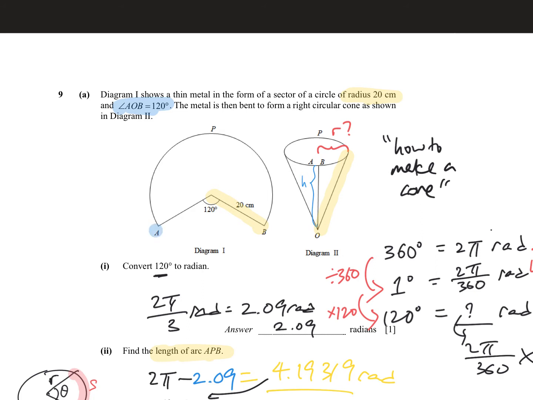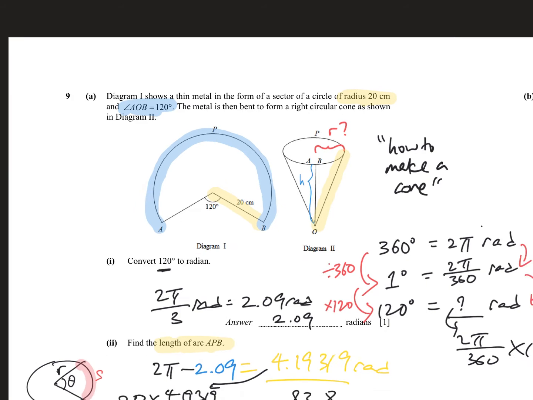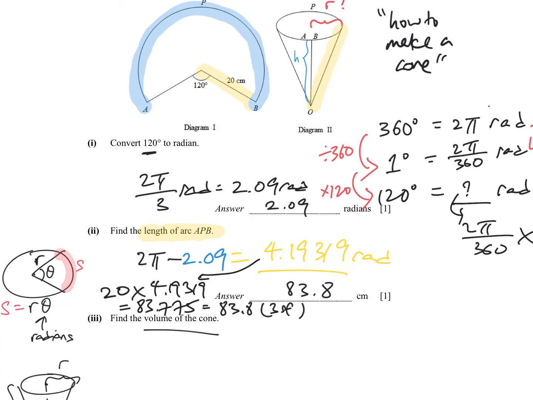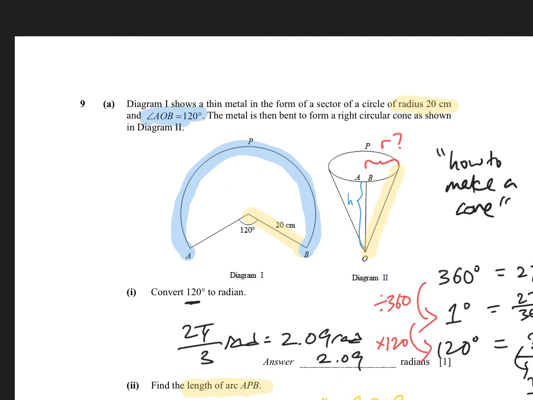And this whole part, this whole arc length, that actually we solved. What was it? From the previous part, we actually solved that the arc length was 83, let's write the 5SF version, 83.775 cm. So this is actually 83.775 cm. Yeah, and that is actually this whole thing.